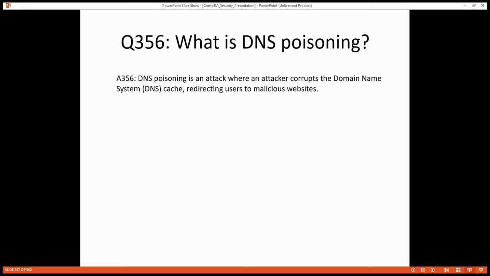Q356. What is DNS poisoning? A356. DNS poisoning is an attack where an attacker corrupts the domain name system, DNS, cache, redirecting users to malicious websites.